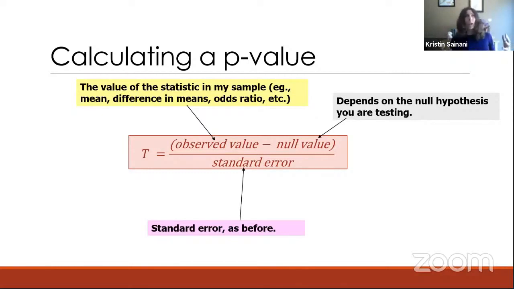Conceptually, what we're doing here is taking the value that we saw in our sample and seeing how far it is from the null value. What is the distance between those two values? If that distance is large enough, if it exceeds the amount of fluctuation we expect just due to chance by enough, then we're going to get a high t-value. And that's going to correspond to a small p-value. What that means is we're going to reject our null value.